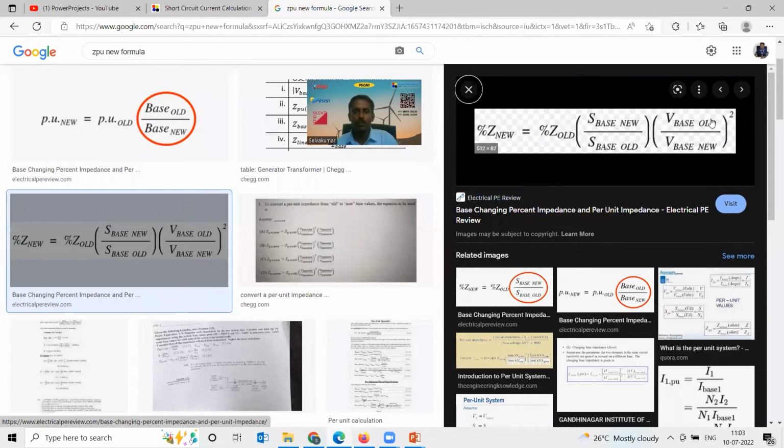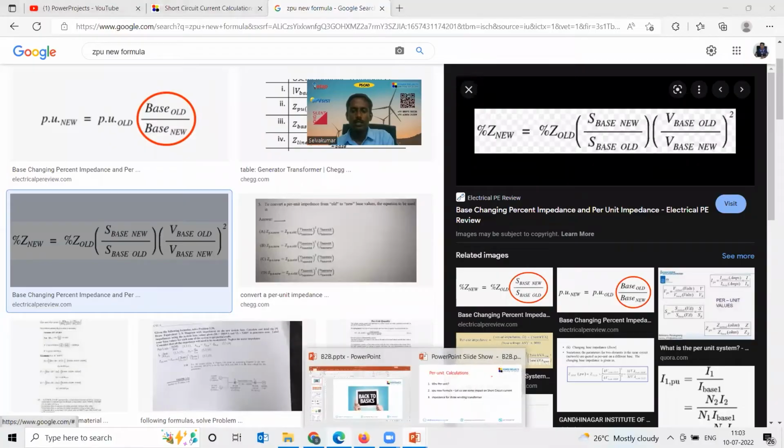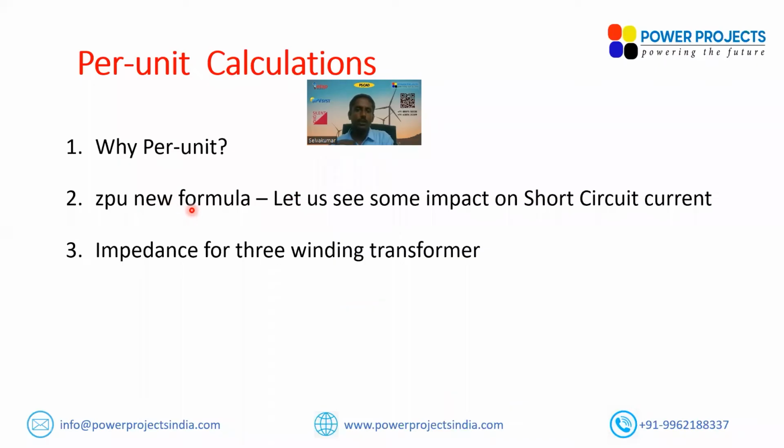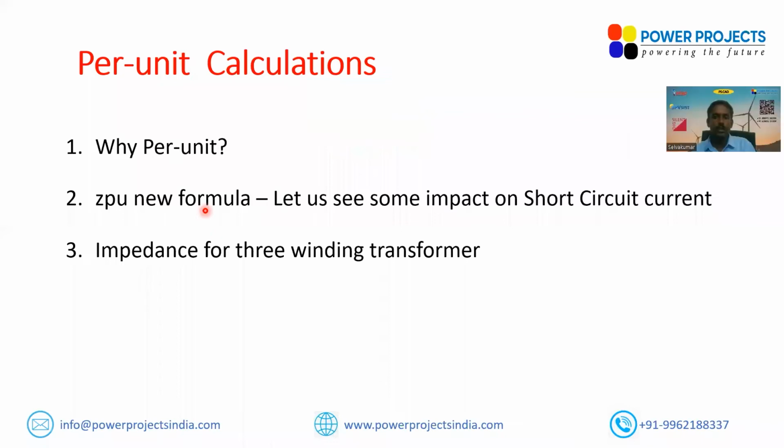If the transformer rating is 11/6.9 or 33/6.9, but the bus voltage on the LV side is 6.6, then when you are trying to convert percentage Z into a new base MVA, kindly remember this: Z old into base MVA new divided by base MVA old into kV old by kV new, the whole square. So what I mean is, when you are converting the Z per unit from one MVA base to the other MVA base, you need to ensure that you are converting properly. And while converting, it is not just base MVA; you need to check what the base kV is as well.